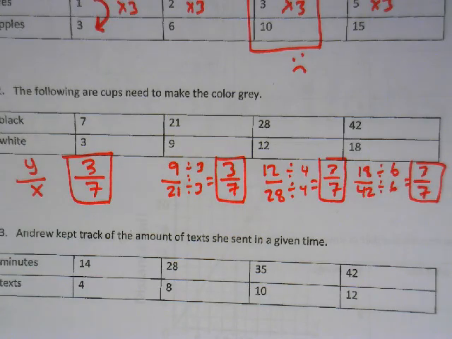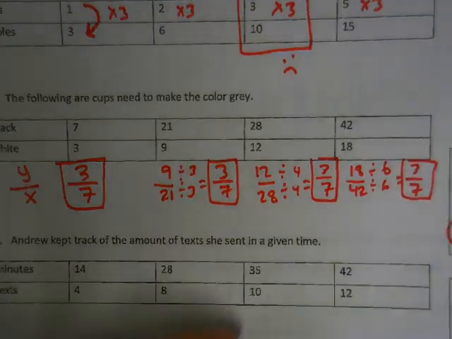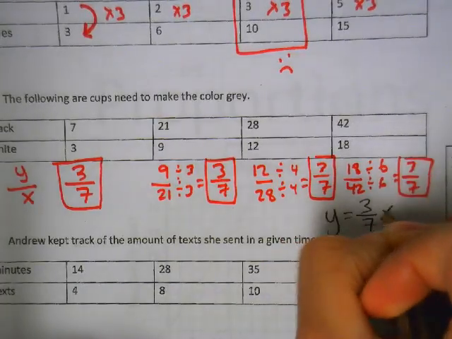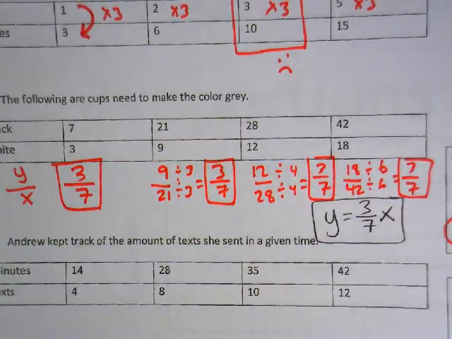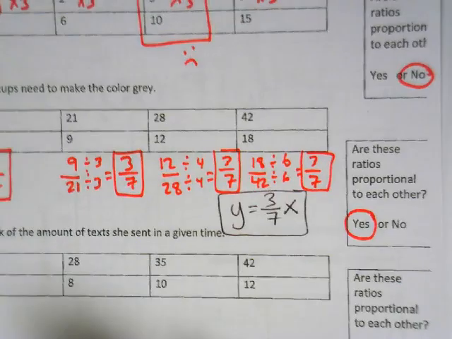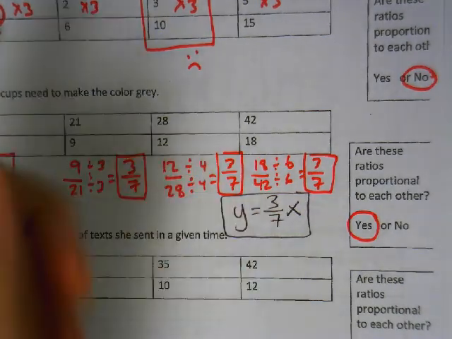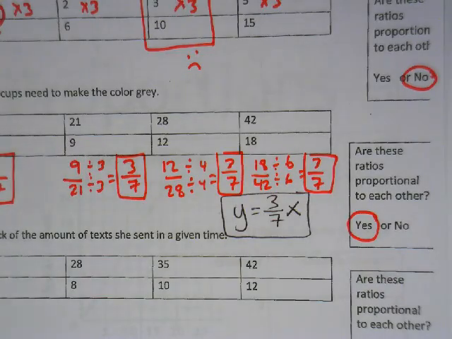Does anybody know what my unit rate is? 3 over 7. Yes. Does anybody know what my equation would be? Y equals 3 over 7x. So my unit rate would be y equals 3 over 7x. And this is why this one would be worth a lot more points, because it's not an easy unit rate to find, like the top one. The top one was like, oh, I multiply everything by 3.